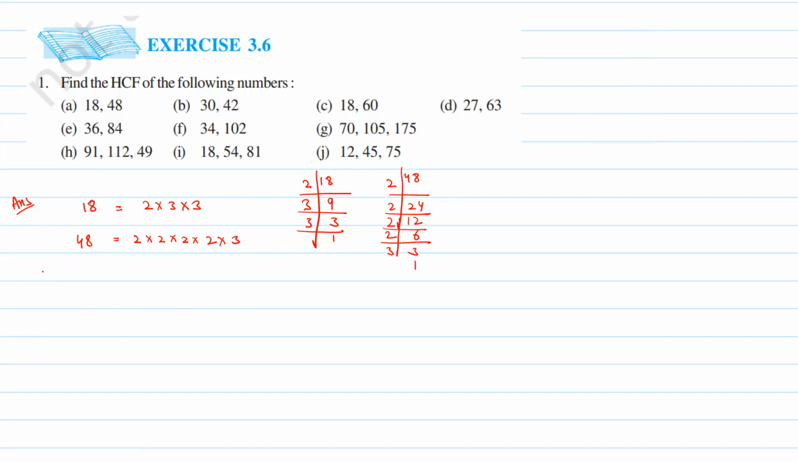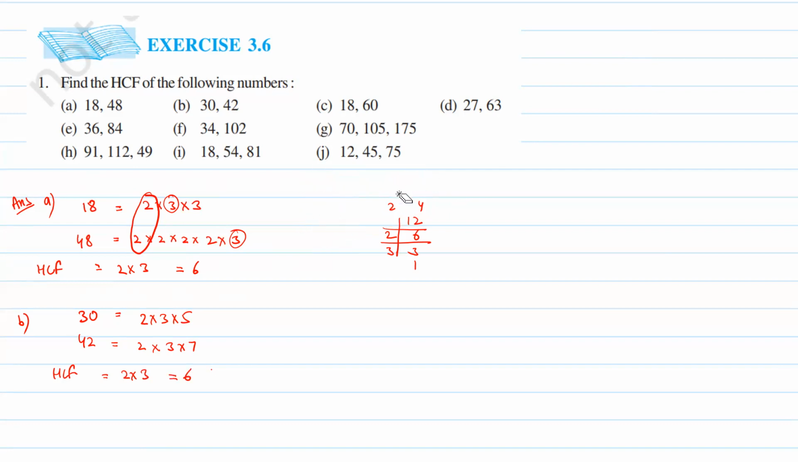So the HCF will be the highest common factor. We will multiply the common factors 2 and 3. So it will be 2 into 3, which is 6. This is A part. For B part, 30 can be written as 2 into 3 into 5. 42 can be written as 2 into 3 into 7. So HCF will be 2 into 3, which is 6.